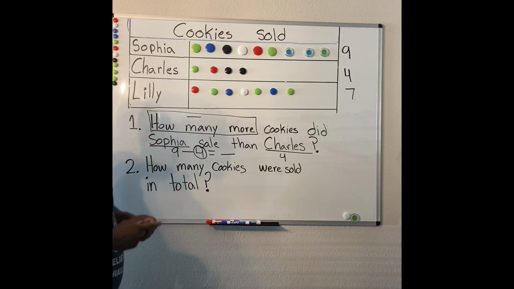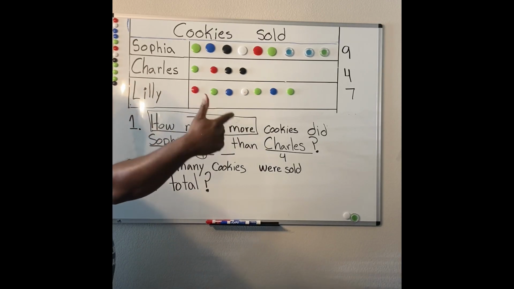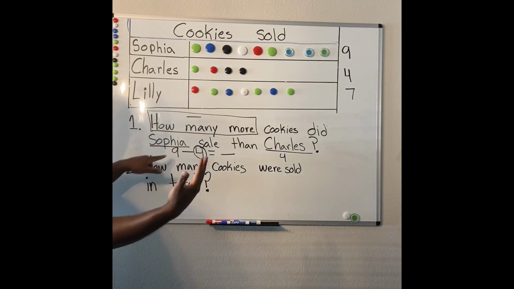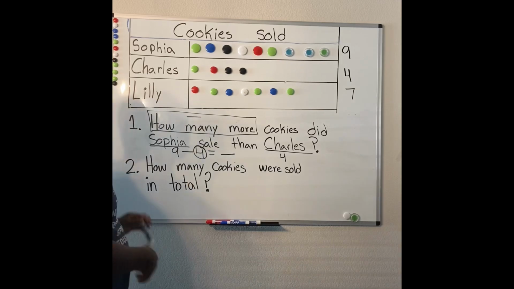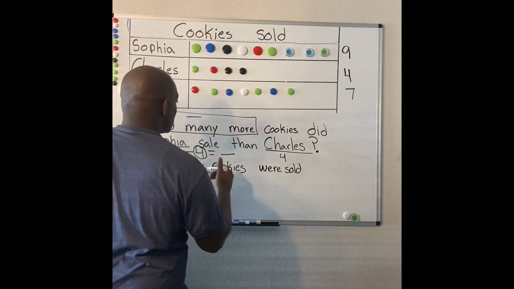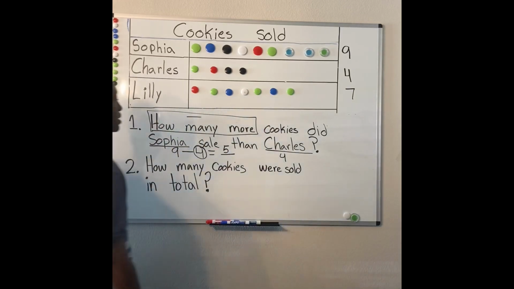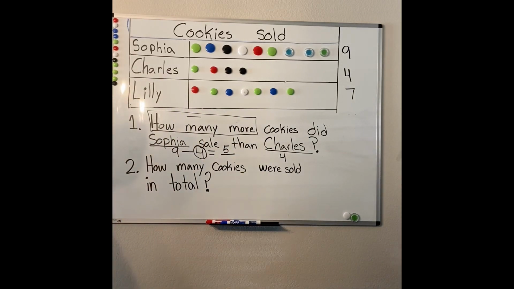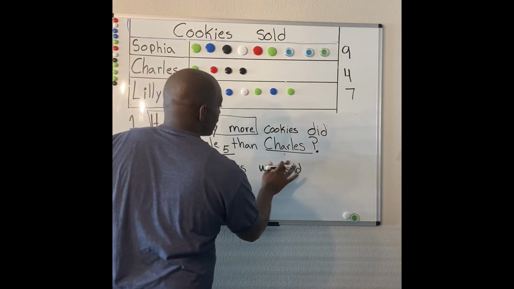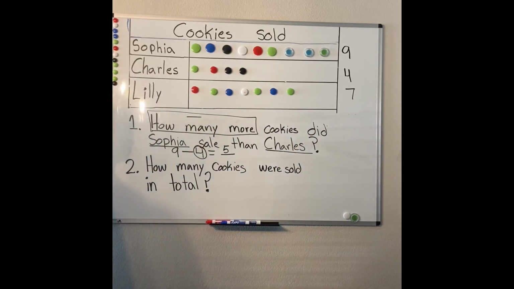Let's hit it at 4. 4, 5, 6, 7, 8, 9. So we stop at our stop sign number. We look at our hands. The answer is 5. Sophia sold 5 more cookies than Charles. So I'm going to erase that 4 just because I don't want you guys to get confused. So your number sentence should be 9 minus 4 gave you 5. Excellent job. It's a small thing to a giant. I'm sure you got the right answer.